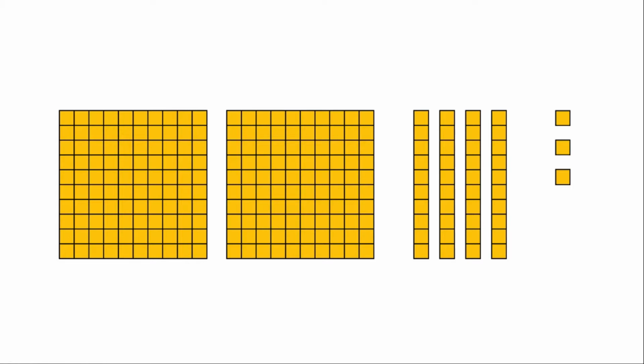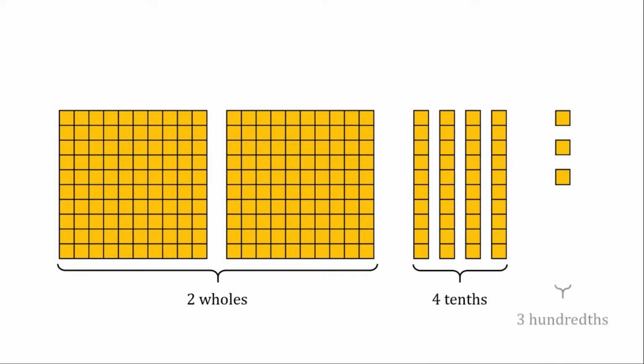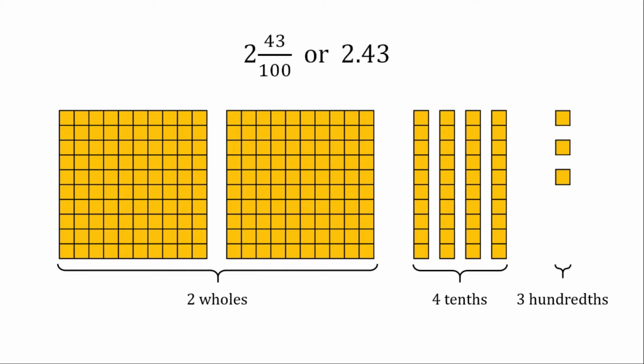In that case, what would this number be? Well, there would be two wholes, 1, 2, and then there would be a decimal bit. And the decimal bit would be 1, 2, 3, 4 tenths and 3/100ths. So 2.43. 2 wholes, 4 tenths, 3/100ths, 2.43. Or 2 and 43/100ths, just like when we were making mixed fractions.